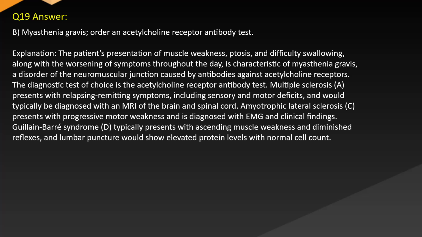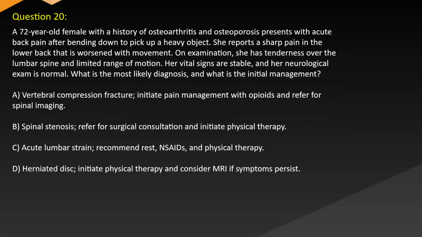Multiple sclerosis, A, presents with relapsing-remitting symptoms, including sensory and motor deficits, and would typically be diagnosed with an MRI of the brain and spinal cord. Amyotrophic lateral sclerosis, C, presents with progressive motor weakness and is diagnosed with clinical findings. Guillain-Barré syndrome, D, typically presents with ascending muscle weakness and diminished reflexes, and lumbar puncture would show elevated protein levels with normal cell count.